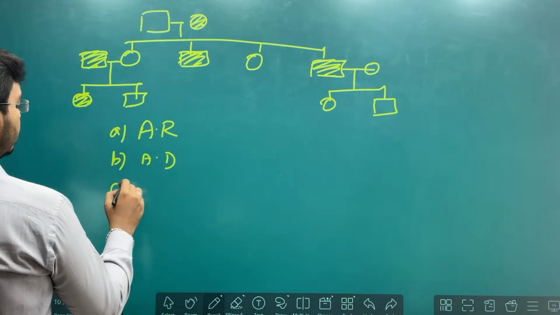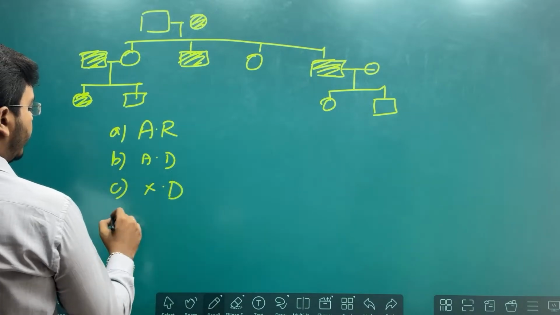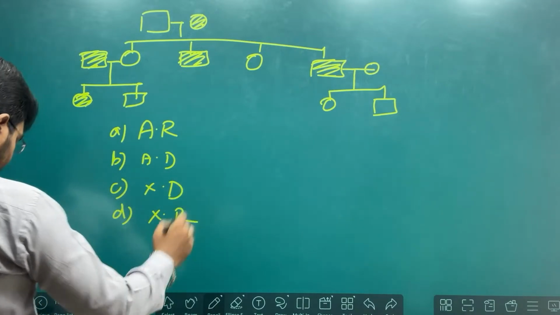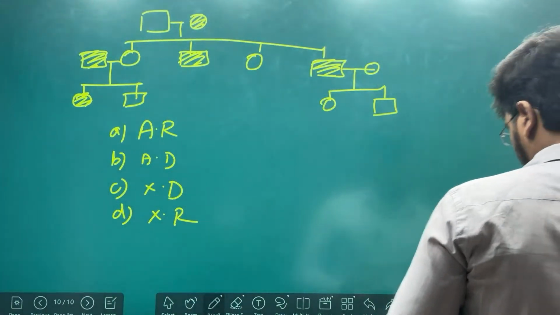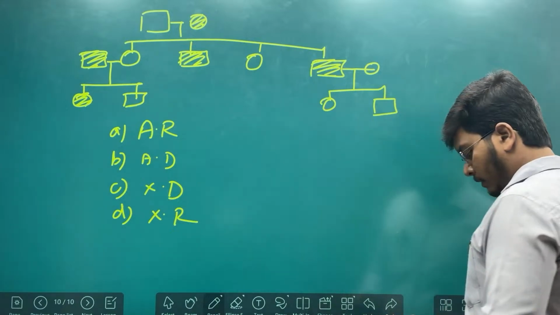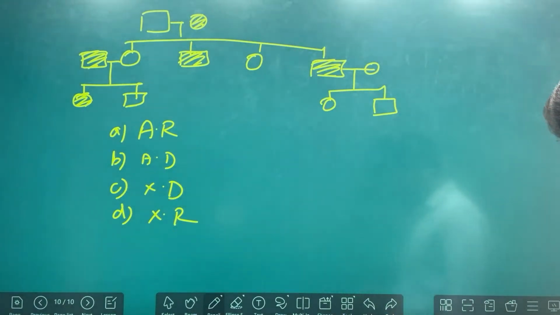Find whether it is autosomal recessive, autosomal dominant, X-linked dominant, or X-linked recessive. Find out.